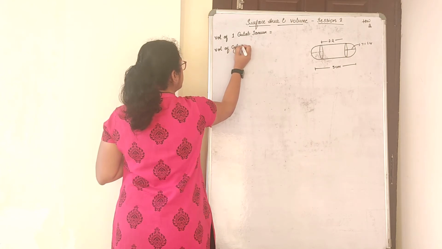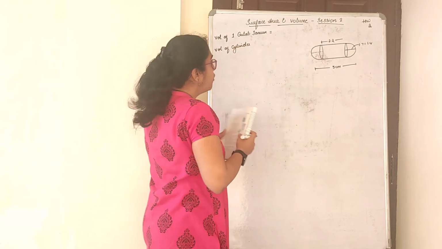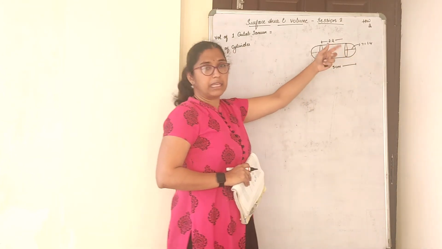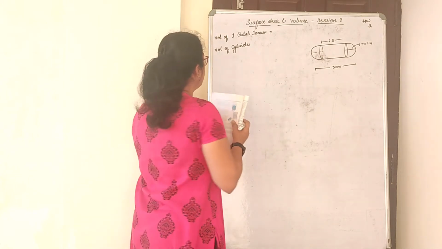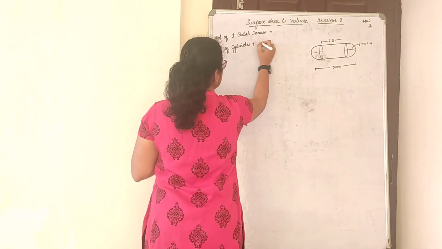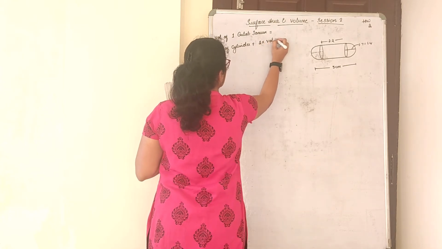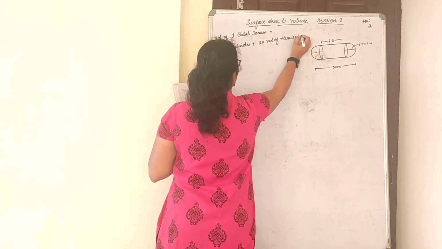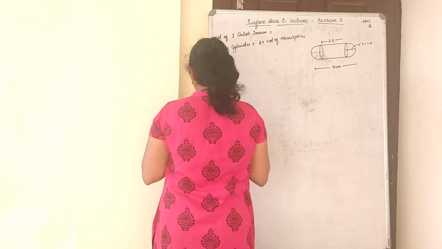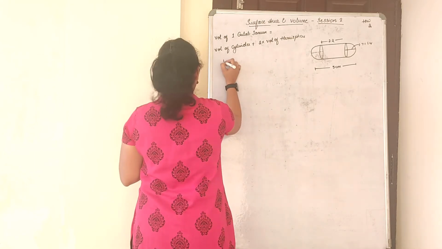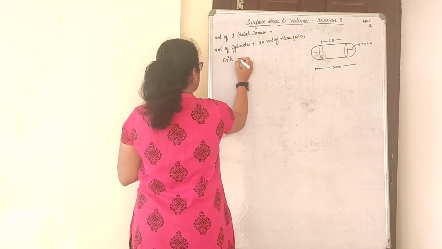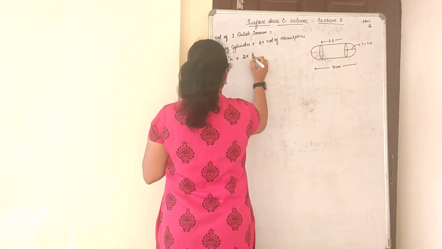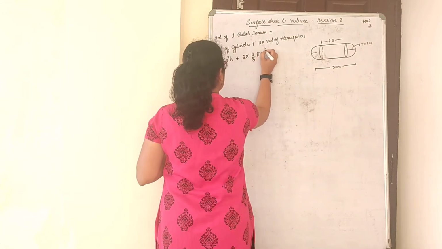volume of cylinder. See, what we can also do is volume of hemispherical end plus volume of cylinder plus volume of another hemispherical end. That way also we can write. I will write it as volume of cylinder plus 2 into volume of hemisphere. Now volume of a cylinder formula is pi r square h plus 2 into volume of a hemisphere, formula is 2 by 3 pi r cube.